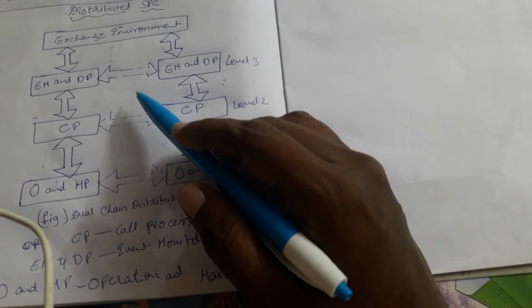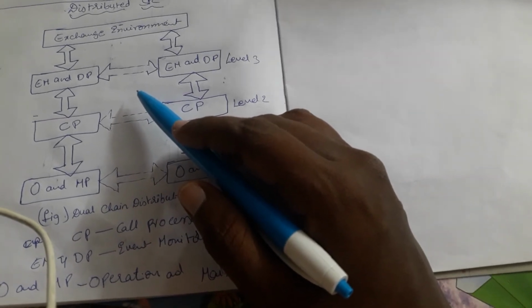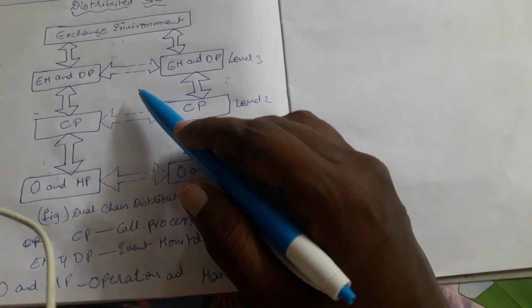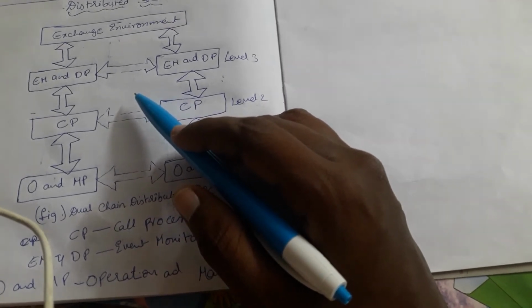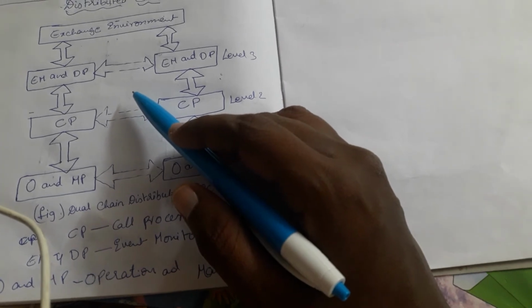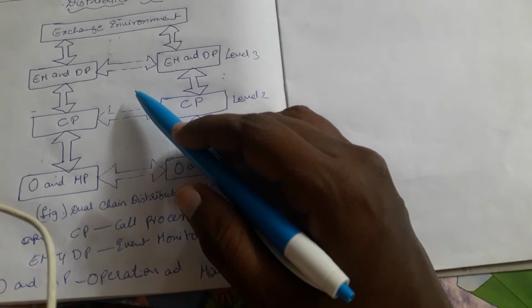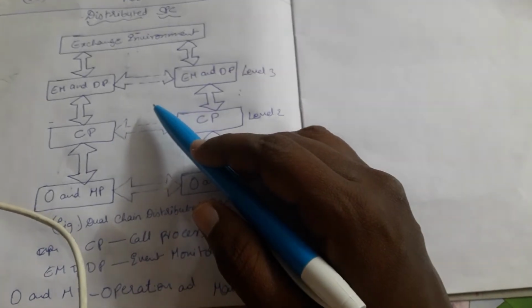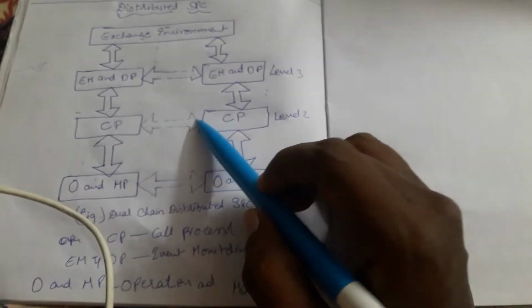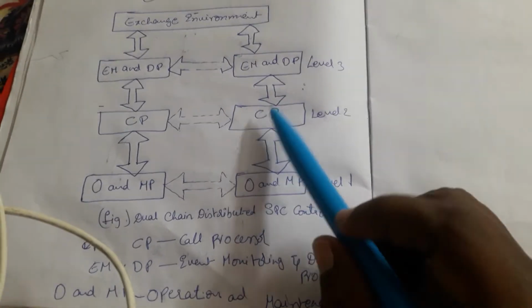In horizontal decomposition, only one or a few control functions of the exchange are performed by each processor. A chain of distinct processors is employed to perform functions like event monitoring, call processing, and operation and maintenance. This is the block diagram of distributed SPC.